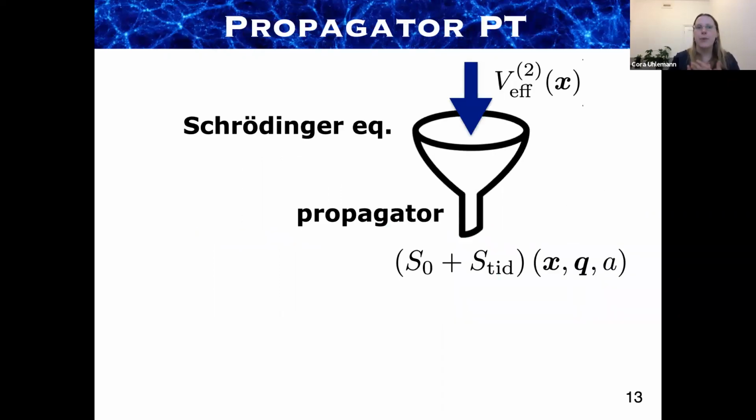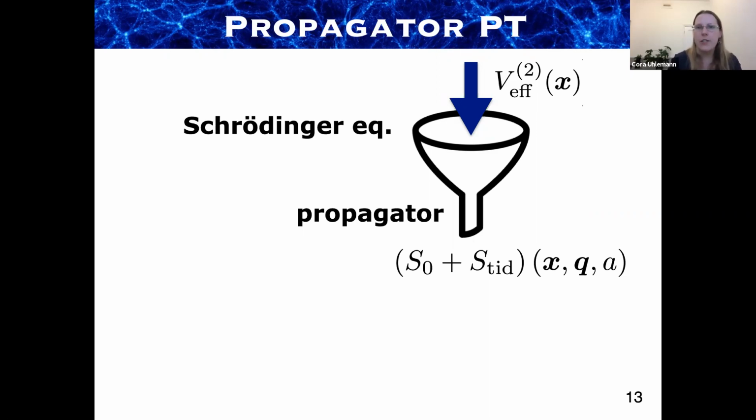Now, in propagator perturbation theory, one solves the Schrödinger equation with the given effective potential. And we solve this by determining the propagator, which essentially specifies how particles propagate from initial position to a final position. So it starts from position q, goes to position x in time a. And now it's convenient to split this propagator into the free propagator from before and an additional tidal contribution that is induced by this effective potential.